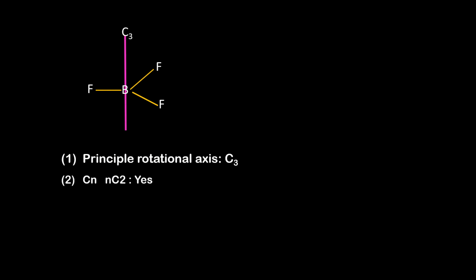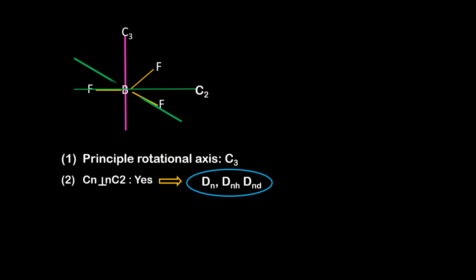Next example is the BF3 molecule. In BF3 molecule, the principal rotational axis is C3. Is there any Cn perpendicular and C2? Yes. So it belongs to D type of the point group. These are two C2 that are perpendicular to the principal rotational axis.